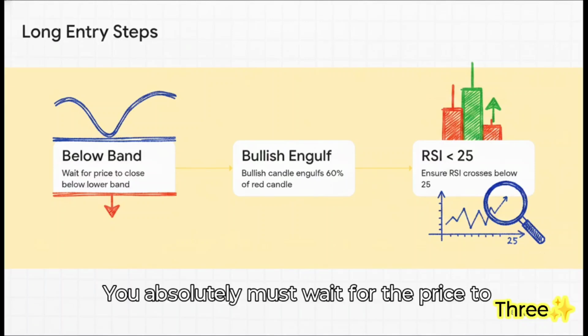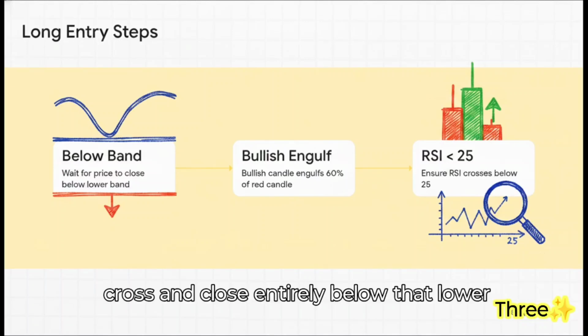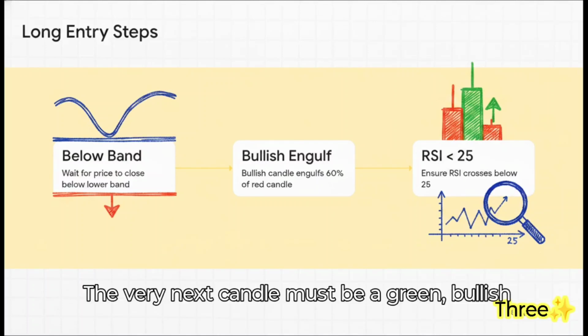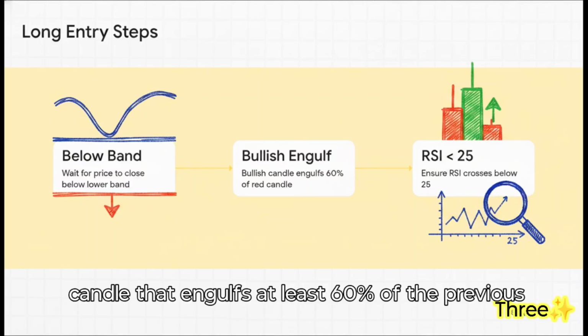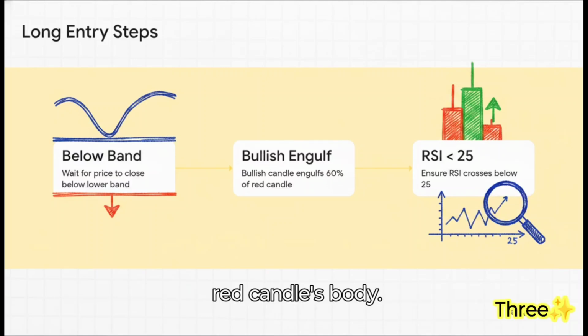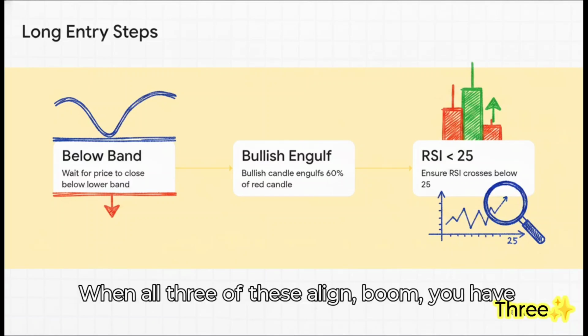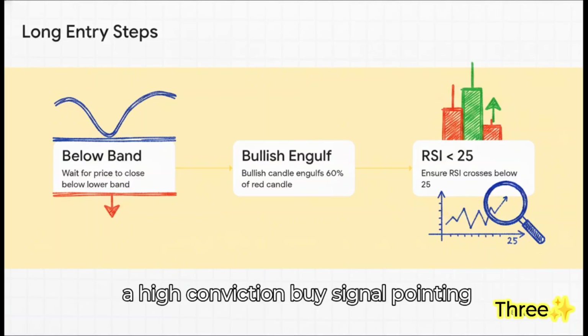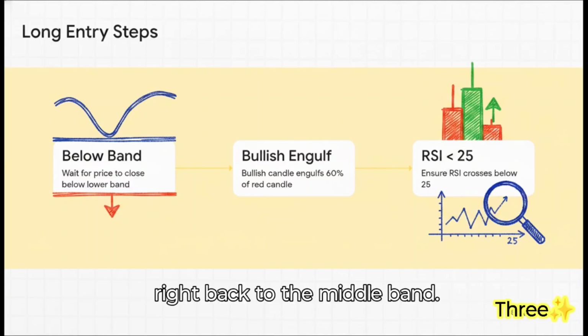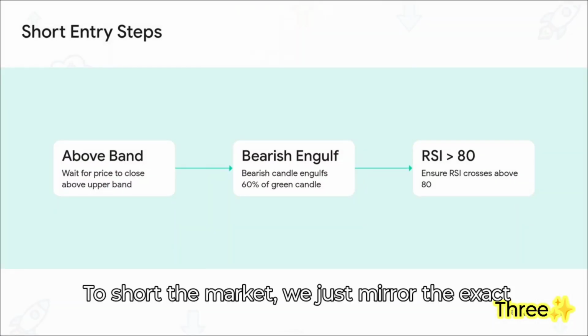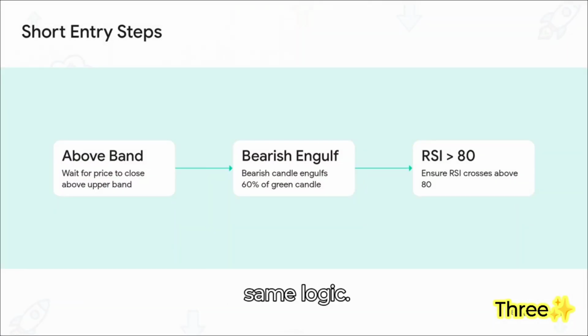Step 1. You absolutely must wait for the price to cross and close entirely below that lower Bollinger Band. Step 2, the very next candle must be a green, bullish candle that engulfs at least 60% of the previous red candle's body. And step 3, check your RSI. It must have crossed below that extreme 25 level. When all three of these align, boom, you have a high conviction buy signal pointing right back to the middle band.